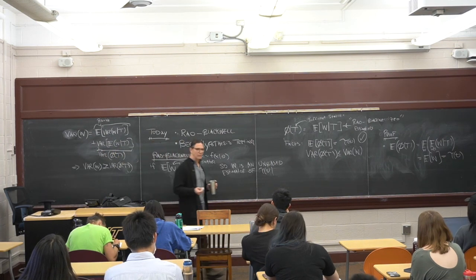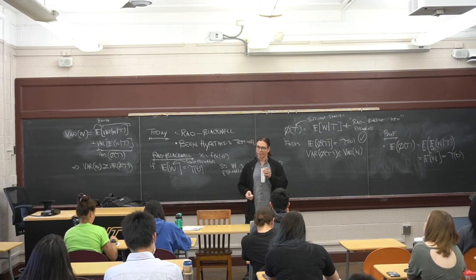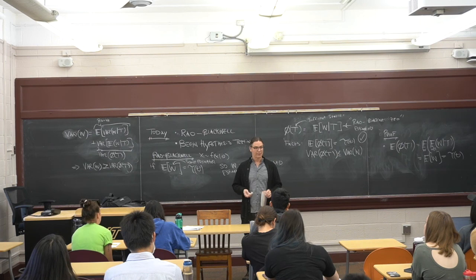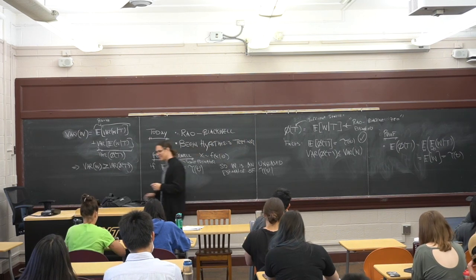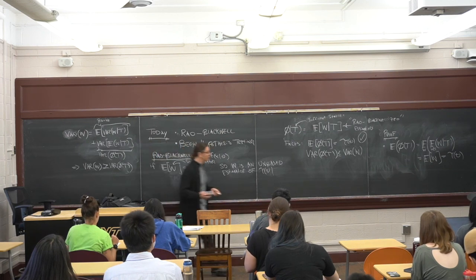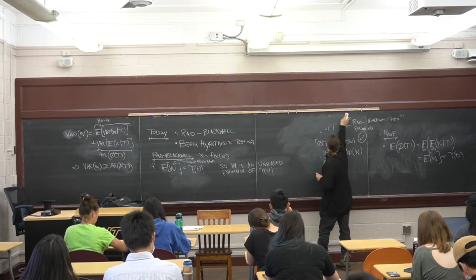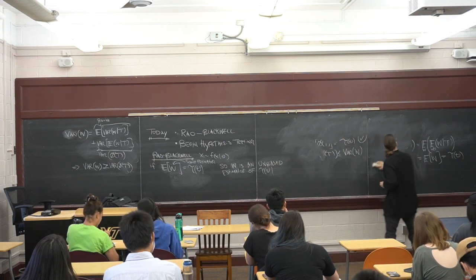So why does T need to be a sufficient statistic? Seems like a good idea. Let me show you an example, if it's not a sufficient statistic. This example is in the book.